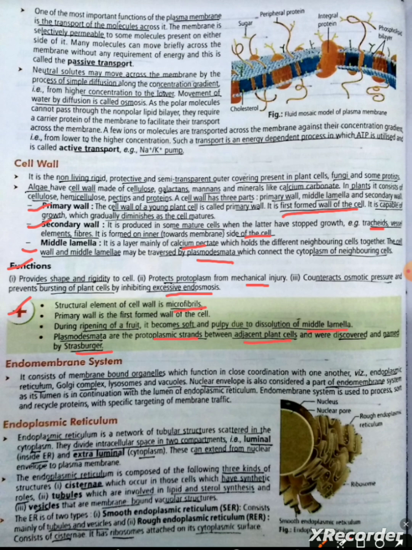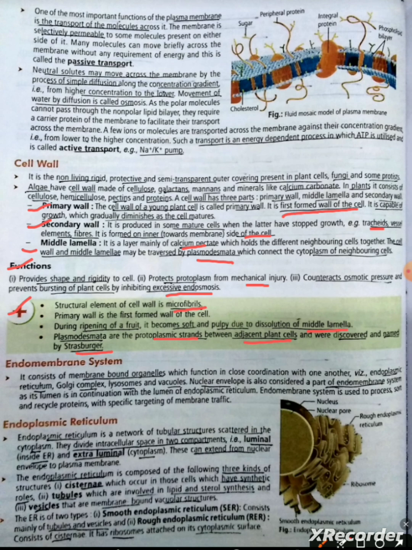Endomembrane system. It consists of membrane-bound organelles which function in close coordination with one another: endoplasmic reticulum, Golgi complex, lysosomes and vacuoles. The nuclear envelope is also considered a part of the endomembrane system, as its lumen is in continuation with the lumen of the endoplasmic reticulum. The endomembrane system is used to process and recycle proteins with specific targeting of membrane traffic.